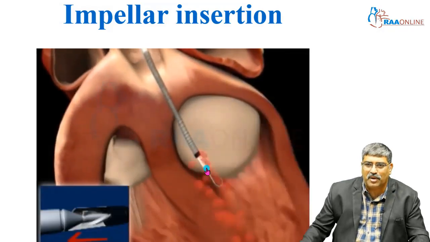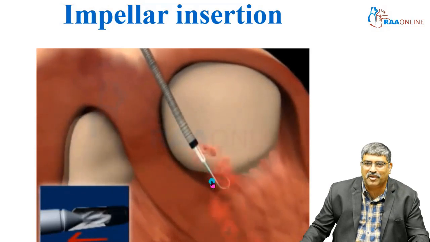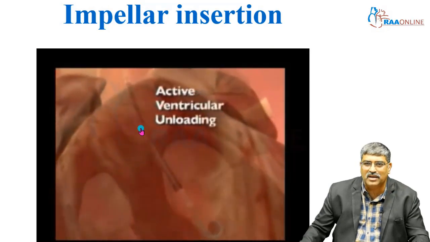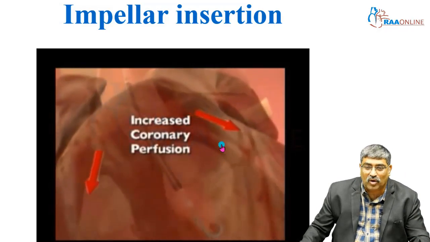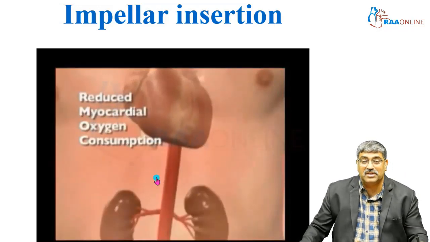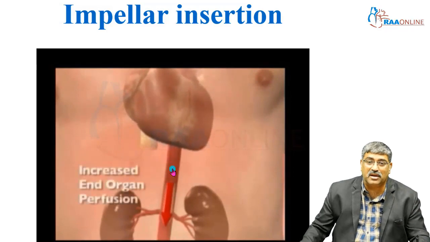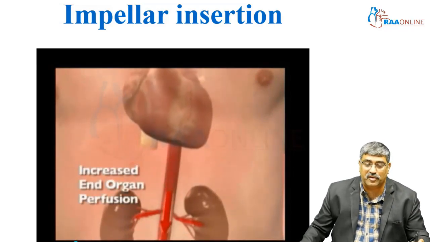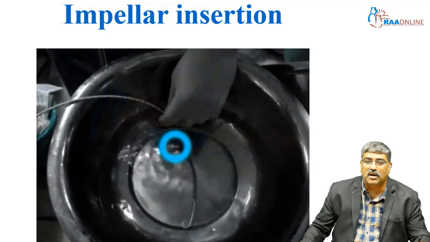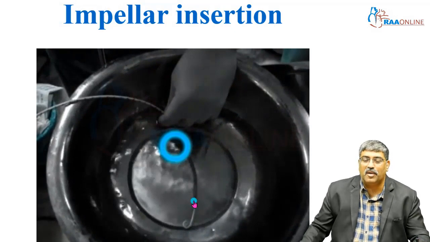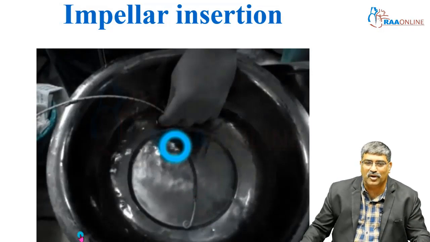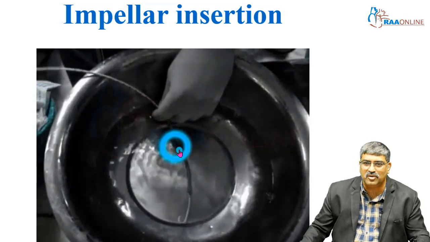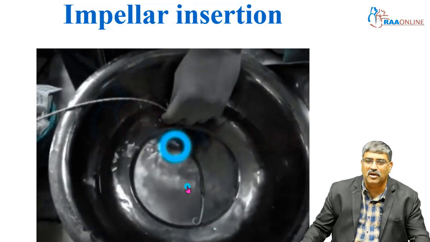Then this axial pump works and takes the blood from the left ventricle and pumps into the aorta, thereby unloading the ventricle, increasing the coronary perfusion, reducing your myocardial oxygen consumption and increasing end organ perfusion. That is, it increases the cardiac output. This is how an Impella pump works externally. The axial pump is located here. It takes the blood from here and pumps into the aorta. This is an external working just to demonstrate how an Impella will work.